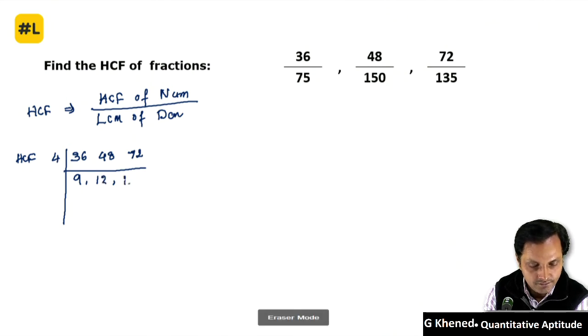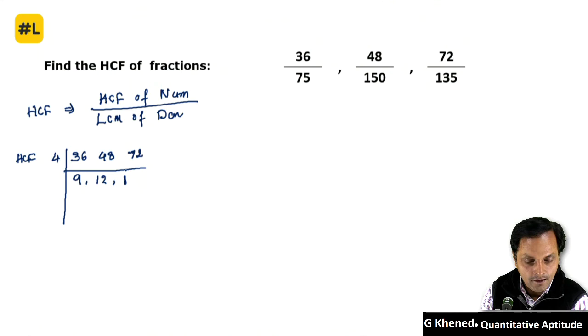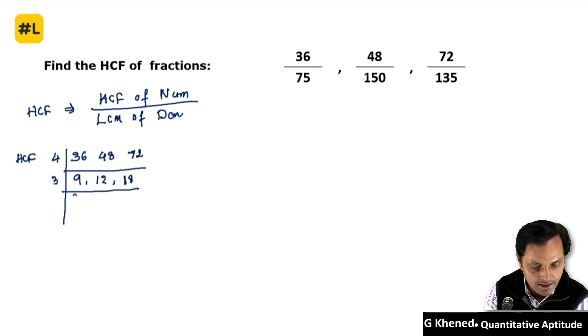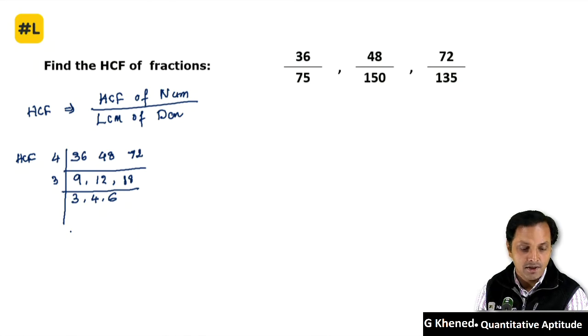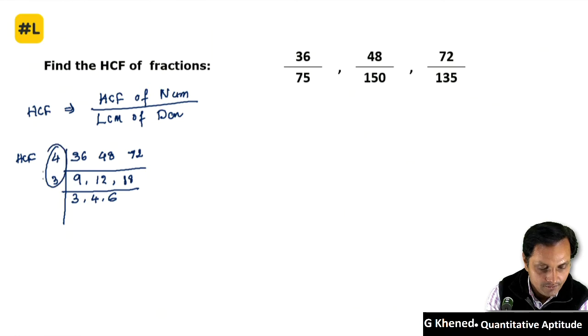Four ones are 4, 4 8s are 32. Again this will go in 3, 3s are 9, 3 4s are 12, 3 6s are 18. Now you can observe it, HCF of the numerator 3, 4 and 6, and 3, 4 and 6 will not go in the same number. Therefore your HCF is 4 into 3, which is nothing but 12.